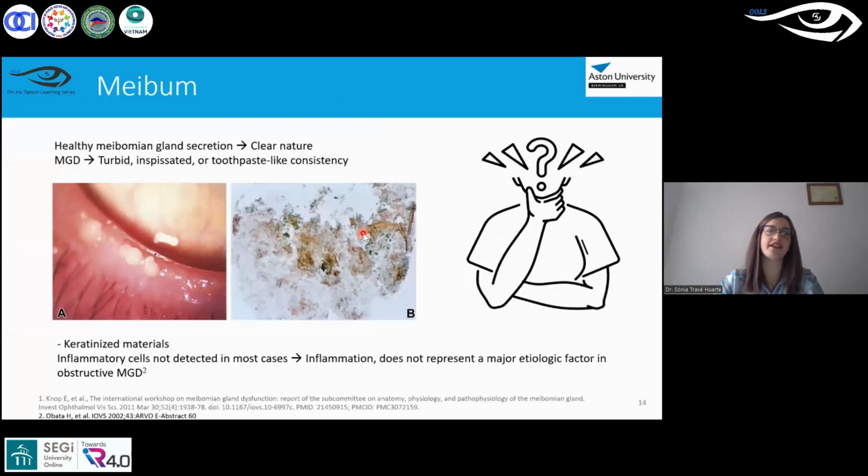So in here, we know that the human healthy meibomian should be clear in nature. But what's happening now is that we tend to have more bacteria and keratinized tissue inside that meibomian. And therefore, it becomes a bit more cloudy, a bit more inspissated, so a bit more viscous. The fact that we have that keratinized material within the meibomian doesn't mean that it's inflamed by nature. We could have an inflamed lid, but it's not the main factor for an obstructive MGD.